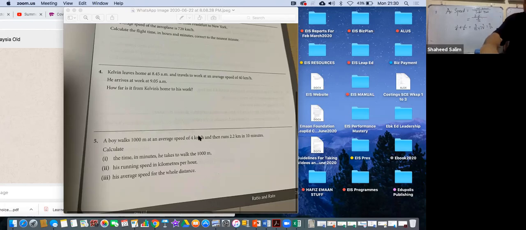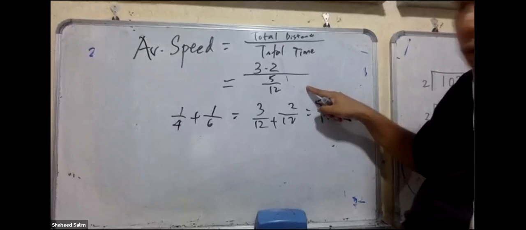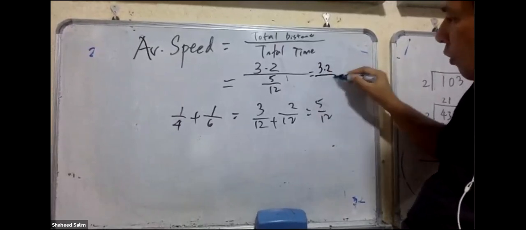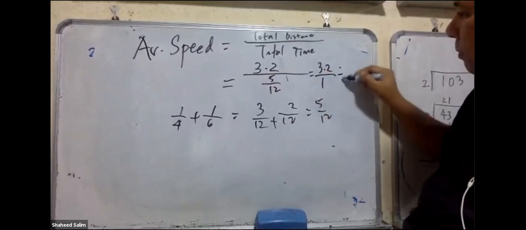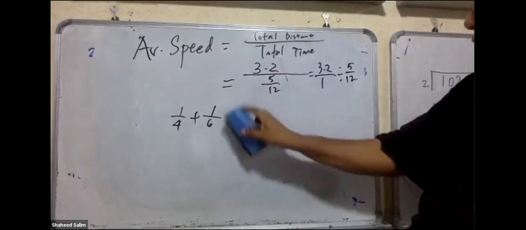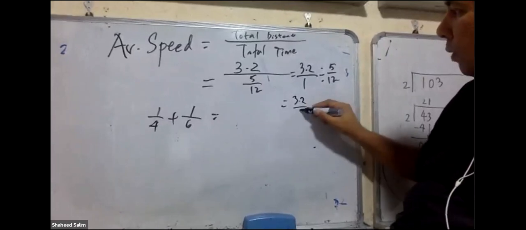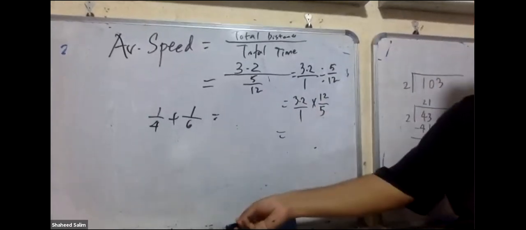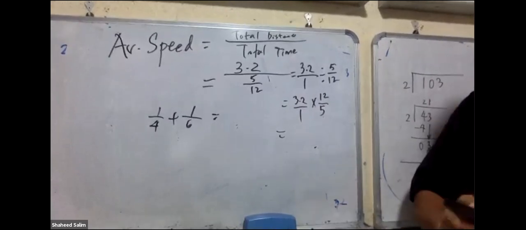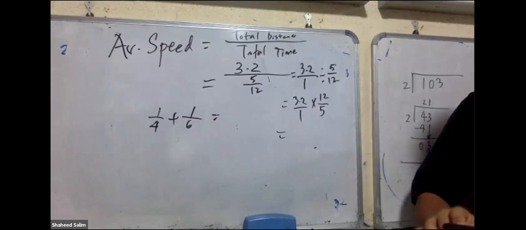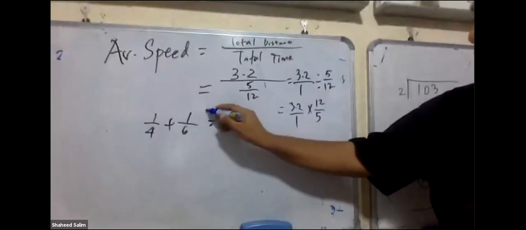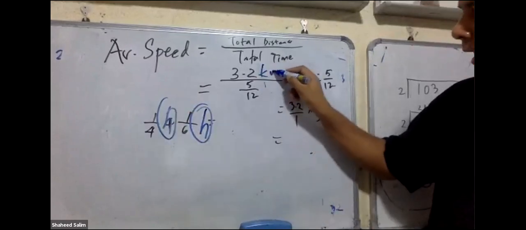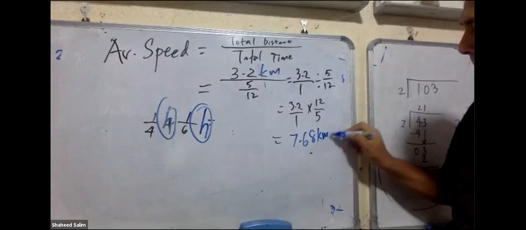Okay, let me show you. You can use your calculator, no problem, but I suggest doing it like this: 3.2 over 1, because this is divide, divided by 5 over 12, so that you're not confused. Then 3.2 over 1 times 12 over 5. Now use your calculator and you will get your answer: 7.68 kilometers per hour. Because you have changed time to hours and distance is in km, your answer is 7.68 km per hour.